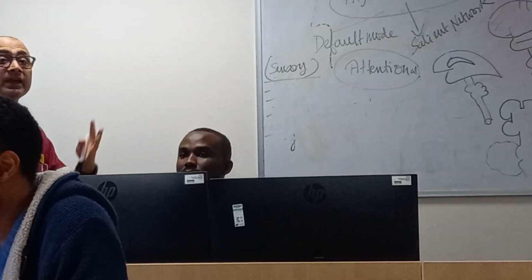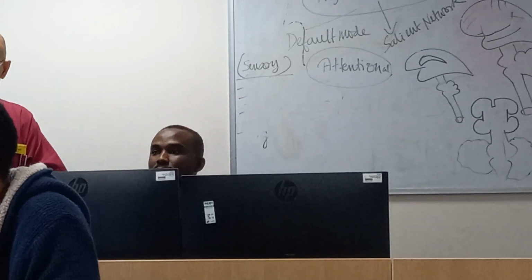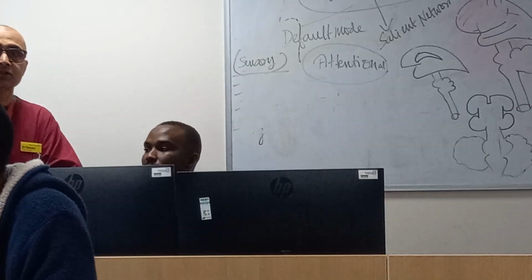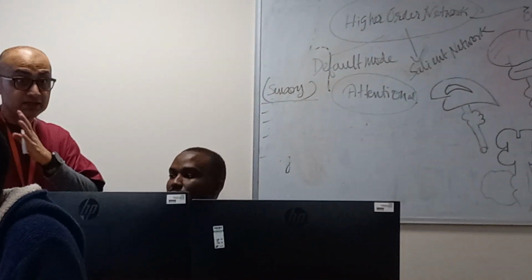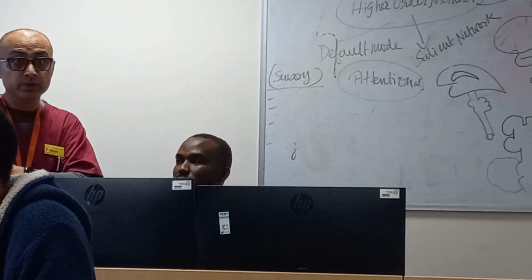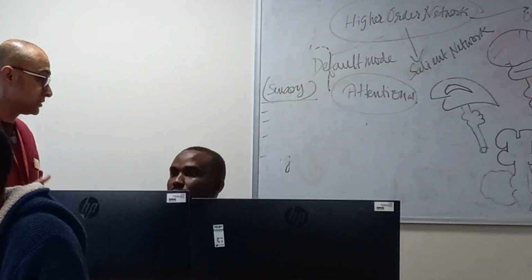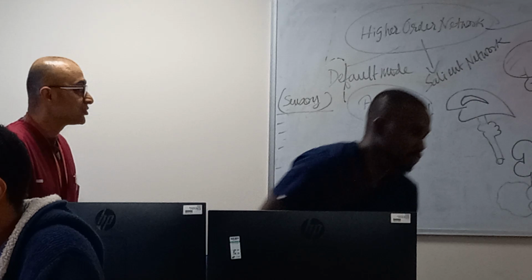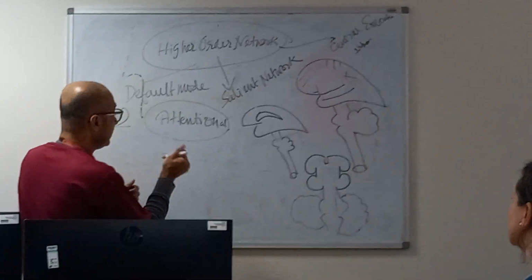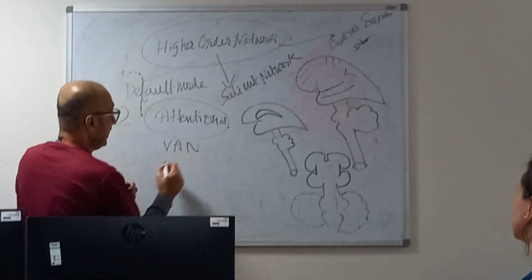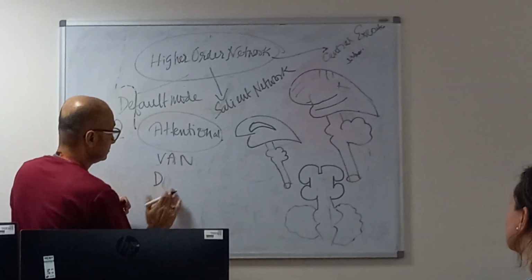But suddenly something happens. If there's a blast, what will happen? Whatever you were asked to follow, we will run away. That's because that attention will always take over. So there are two types of attention. These attentional networks are the ventral attention network and the dorsal attention network.